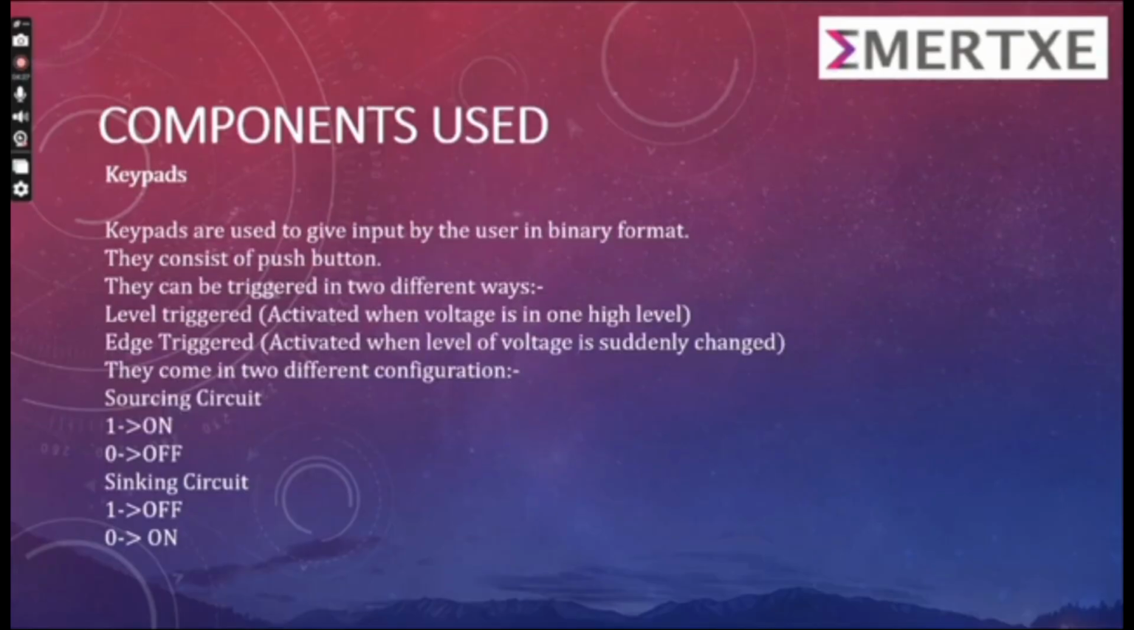The next key component used is keypads. They are used to give the input by the user in binary format. They consist of push buttons. They can be triggered in 2 different ways. One is level triggered, that is activated when voltage is on high level, and the other is edge triggered, that is activated when the level of voltage is suddenly changed.